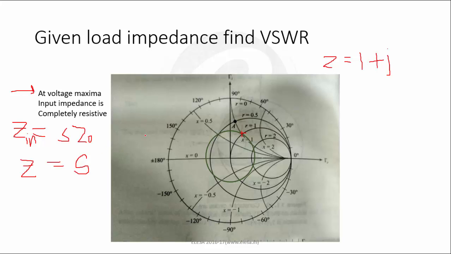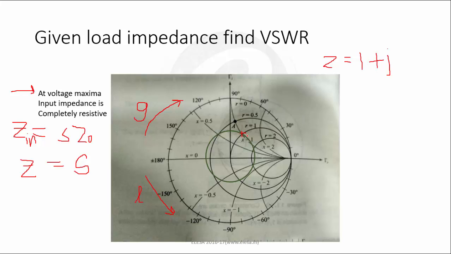So we move towards the generator. From the previous example, we saw that if we move in a clockwise fashion, we move towards the generator, that is the origin of the wave. And if we move in the counterclockwise direction, we move towards the load.